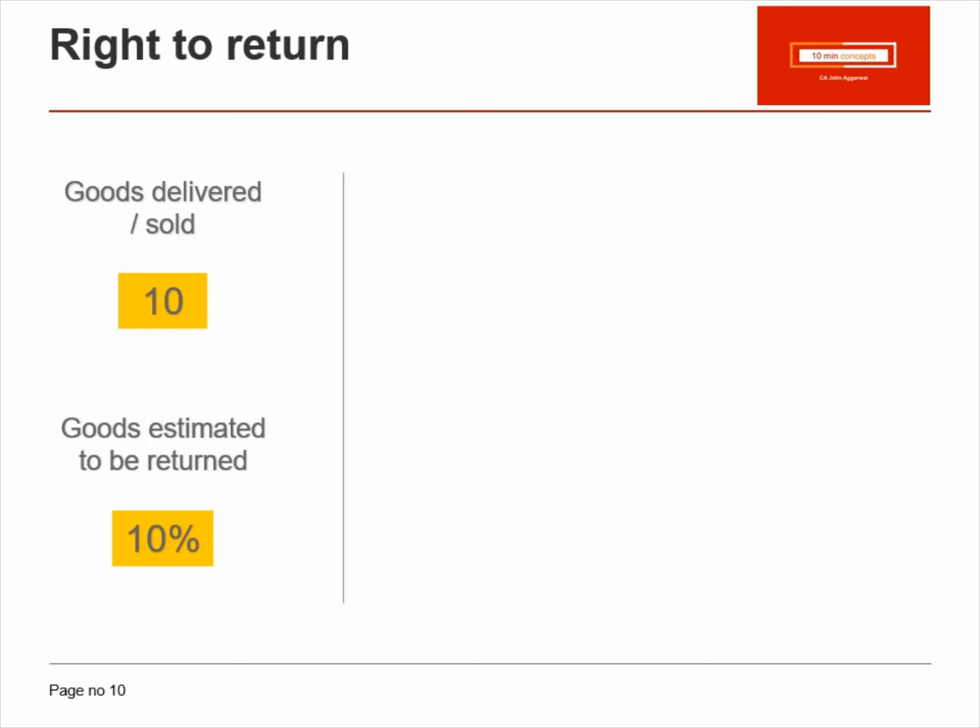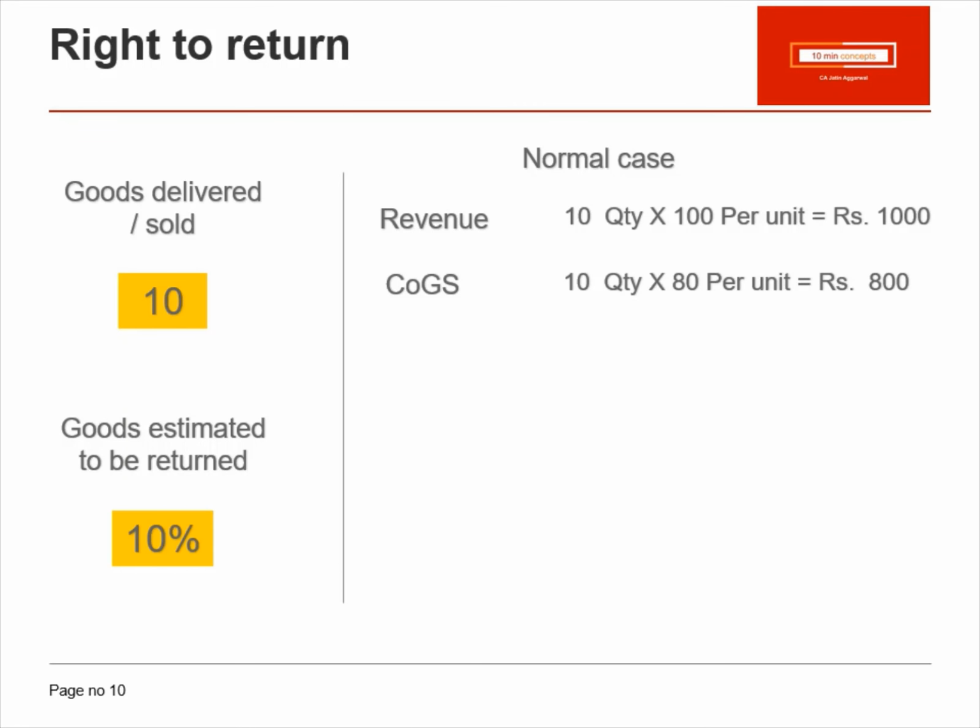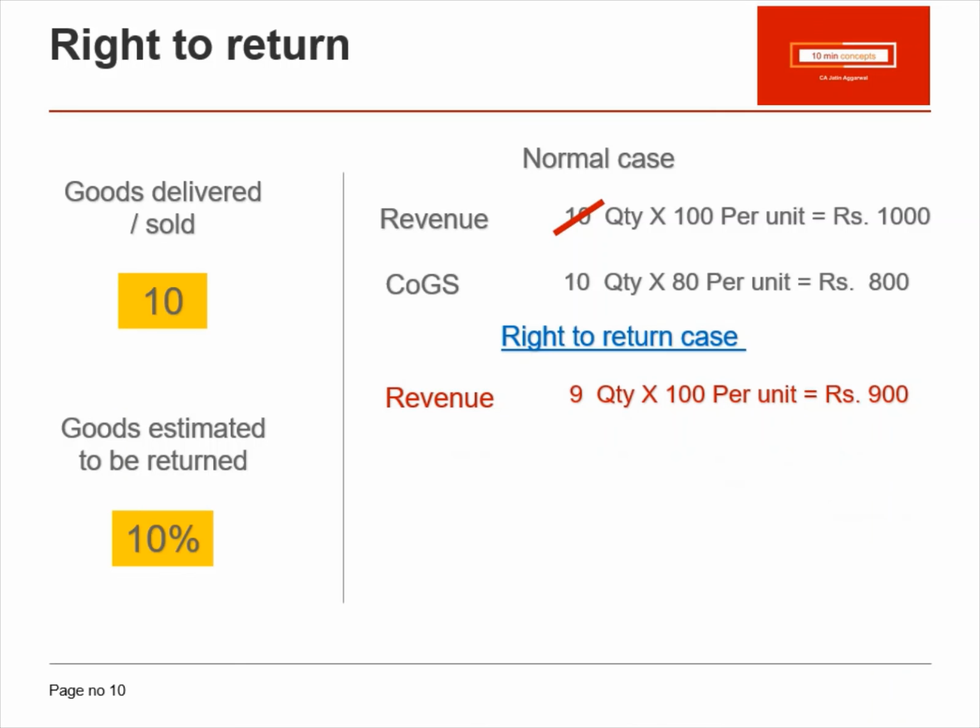Right? Let's understand this with the help of journal entries, right? So if we have delivered 10 units and the estimated return rate is 10%, in normal case, I would have recorded a revenue of rupees 1000 and a cost of goods sold of rupees 800, right? In current case, since one unit is expected to be returned, right? I will not recognize revenue for 10 units, but I will have to record revenue for only 9 units. That is only 900 rupees.